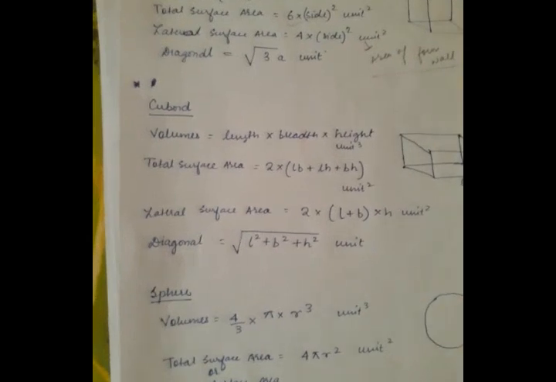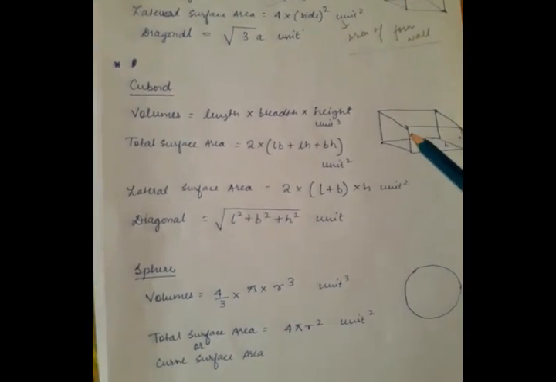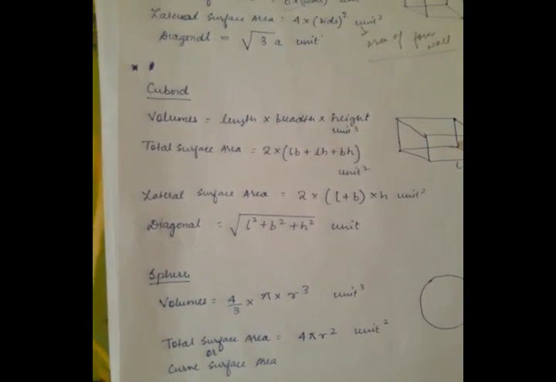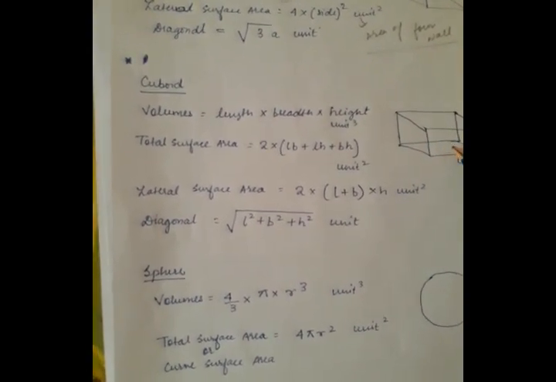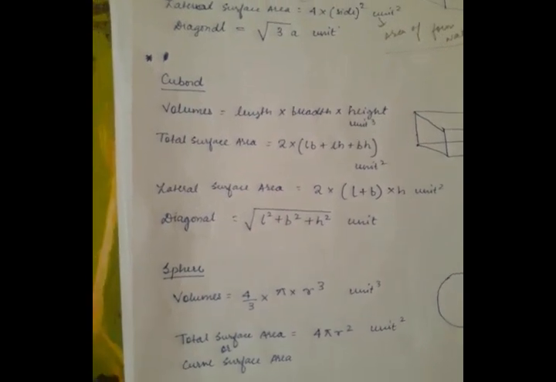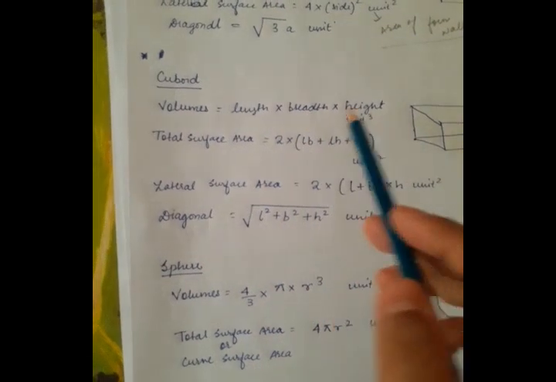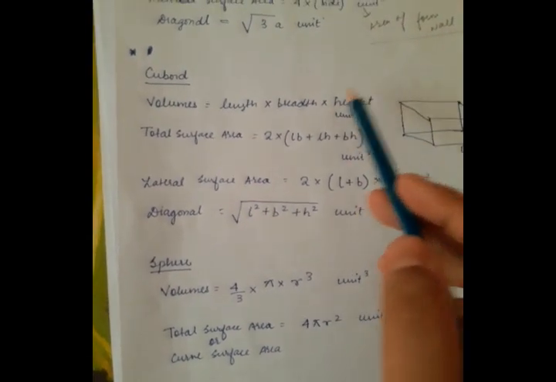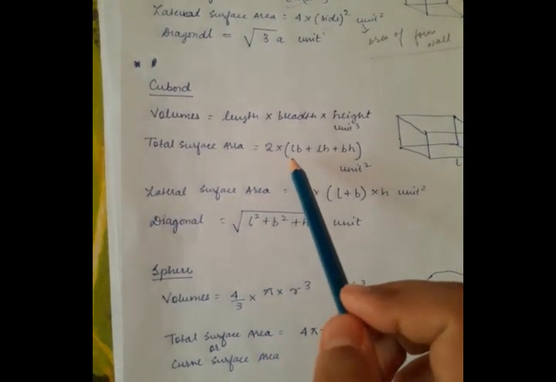So let's move on to the cuboid. What is this cuboid? A cuboid has a length; it is a figure formed by rectangles. You can see here there are 6 rectangles. The formula of volume is length into breadth into height, which is a cubic unit for the 3D figure. The total surface area is 2 into length into breadth.